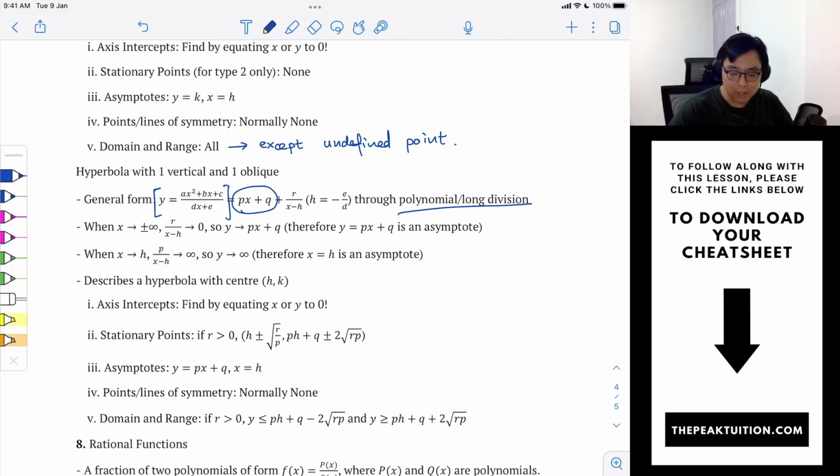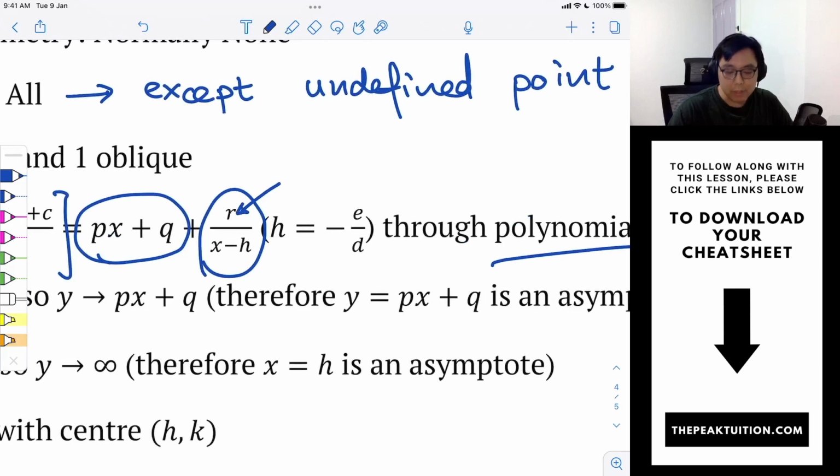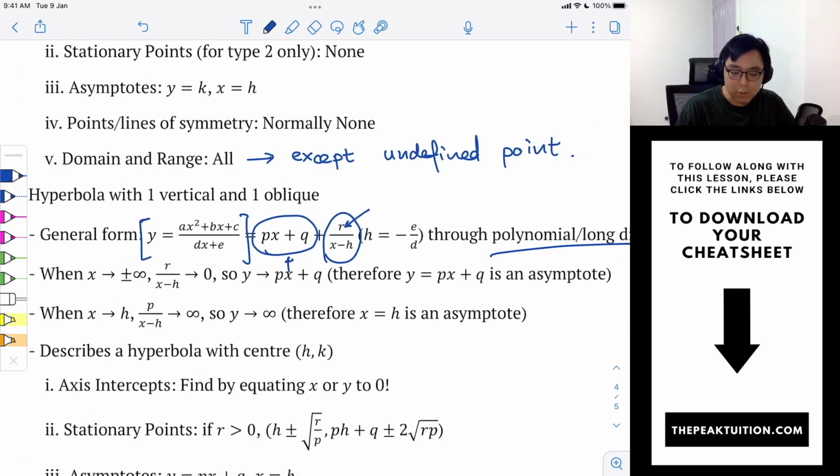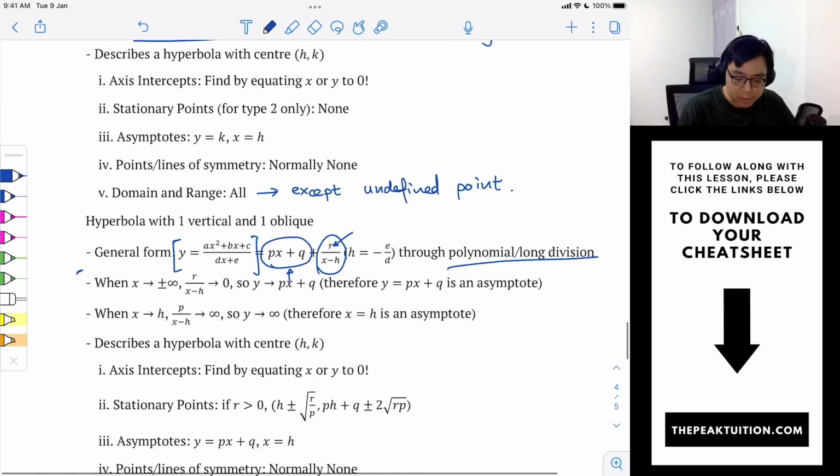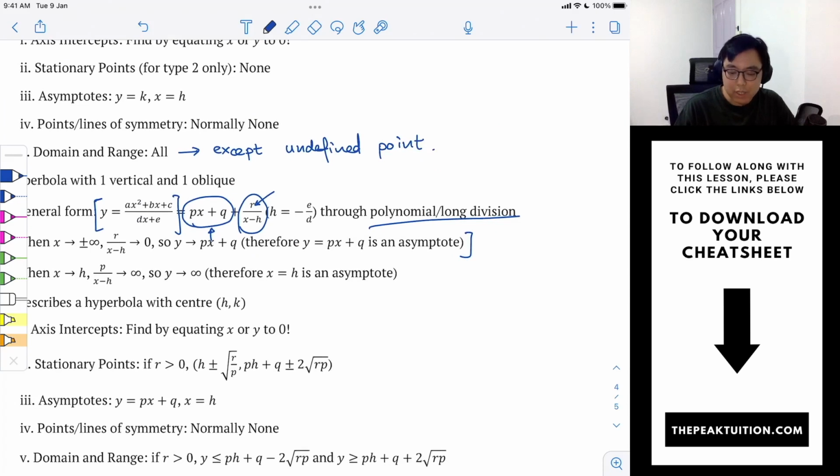But actually we know that when x is very large, r is just a number. So when x is very large, this fraction just tends towards 0, because a very large number in the denominator with a number on top, eventually the whole fraction goes to 0 when x is large enough. That means when x is large enough, your graph basically looks like px plus q. This is basically to justify why y equals px plus q is an asymptote.